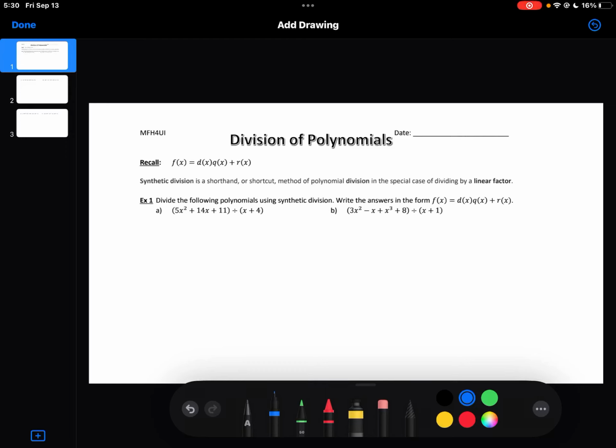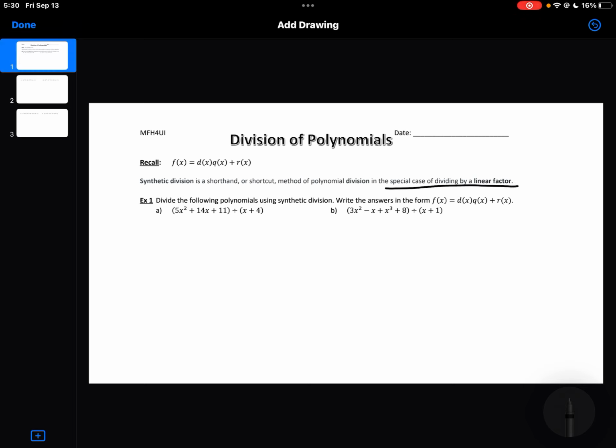This video goes over division of polynomials using synthetic division. So this is a bit of a shortcut that is going to work if you are dividing by a linear factor. So let's take a look at how it goes. We're going to set up our division question. Instead of going up and to the right, we're going to go down and to the right, and we're going to list just our coefficients across the top.